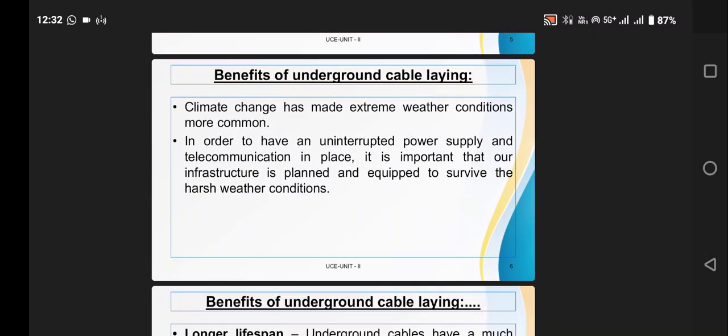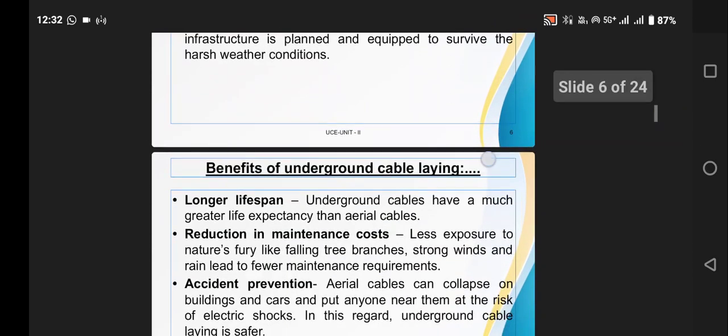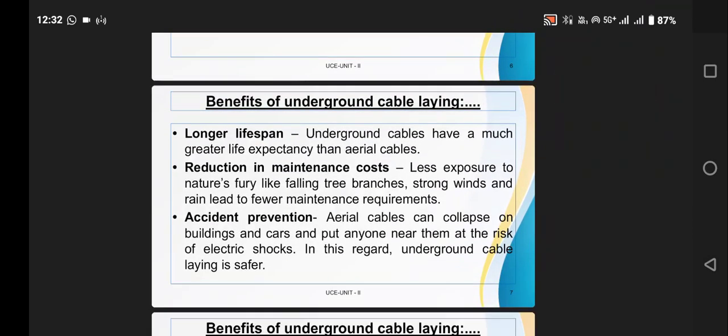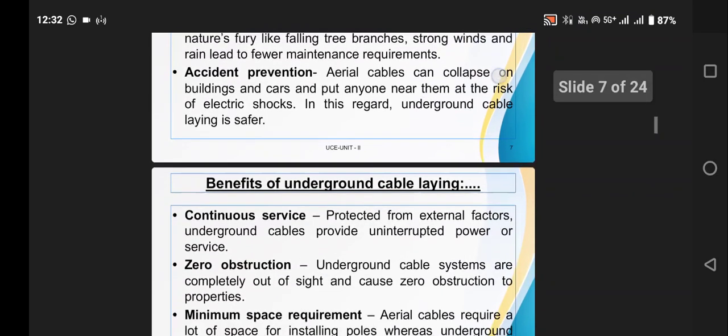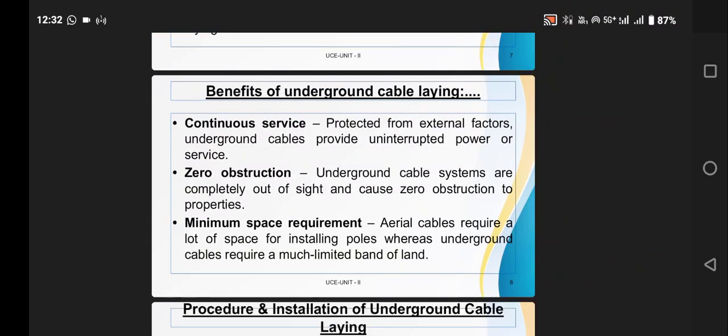What are the benefits of underground cable laying? Climate change has made extreme weather conditions more common. In order to have an uninterrupted power supply and telecommunication, it is important that our infrastructure is planned and equipped to survive the harsh weather conditions. Some of the benefits are longer lifespan, reduction in maintenance costs, accident prevention, continuous service, zero obstruction, and minimum space required.